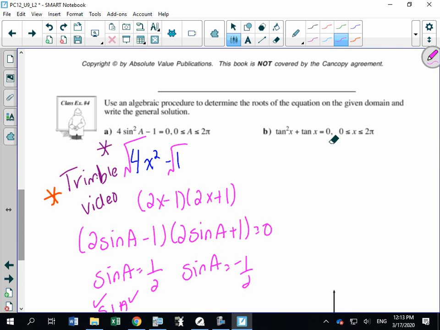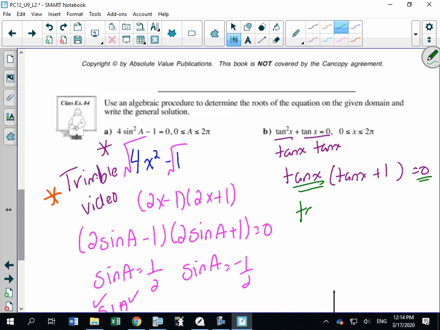This question here, solve this algebraically. You have to factor this. What you can factor out is a tan of x. Tan of x goes in front of your bracket, and the rest goes in the bracket. So tan of x plus 1 is equal to 0. We need solutions where tan of x is equal to 0. And for this guy, they want to know where tan of x is equal to negative 1. Okay, let's do tan of x is equal to 0.